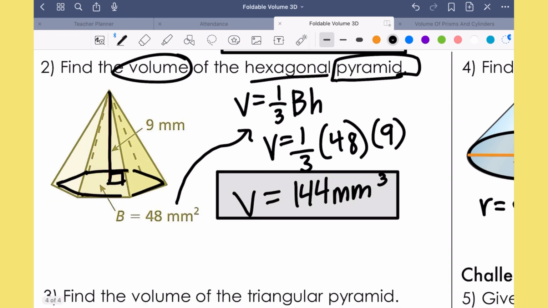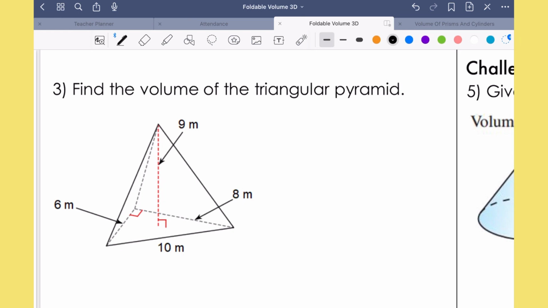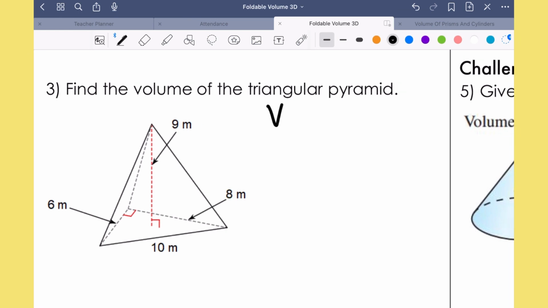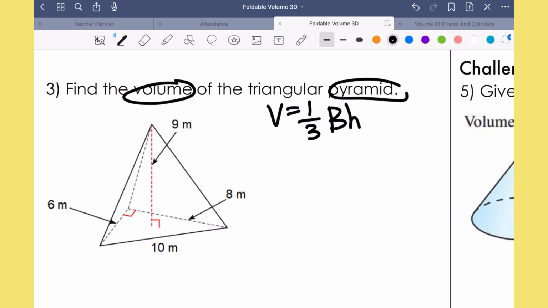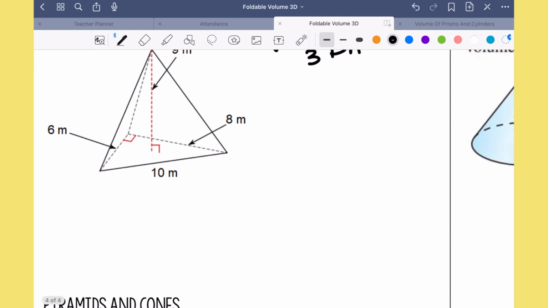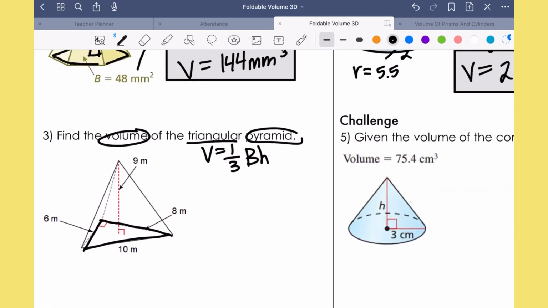Okay, the next one, a triangular pyramid. Again, we're using the same formula, the volume of a pyramid, but this time my base is a triangle. Okay, ready, go. All right, so for a triangle, this is my base right here for this pyramid. I'm going to draw the triangle off here to the side, just so I can get an idea of the dimensions.